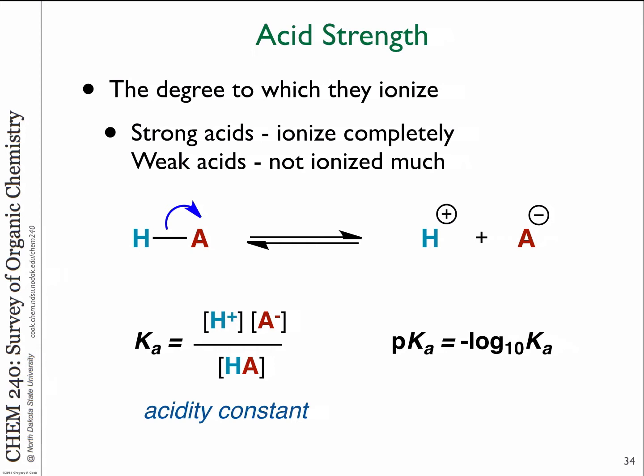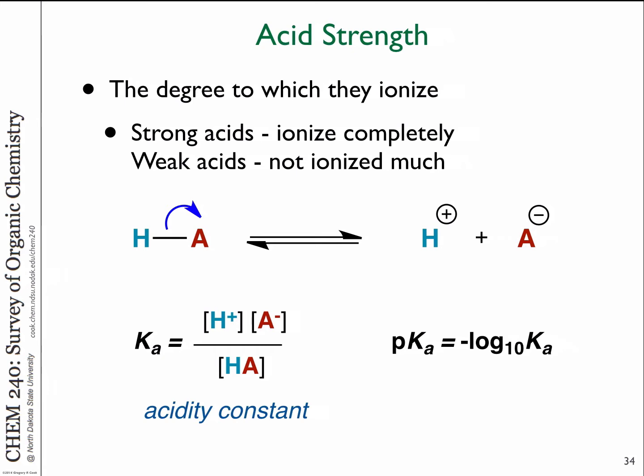And the equilibrium constant is the products over the reactants in an equation, right? The concentration of products over the concentration of reactants. That's the definition of an equilibrium constant. So for an acid, the starting reactant is HA. The products are ions. Ka is the concentration of hydrogen, proton, times A minus, over the concentration of HA.